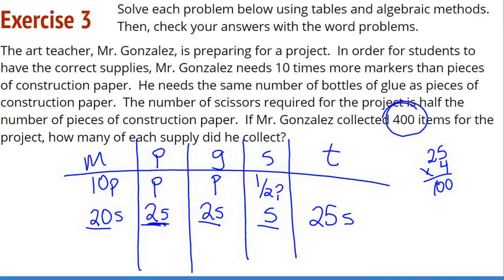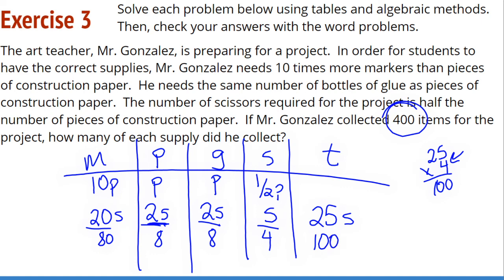So how can I use that in this problem? If I say that there's 100 scissors, I know that it's going to get way too big. But what if I just put in 4 of the scissors? So 4, 8, 8, and 20 times 4 is 80. So 80 plus 16 is 96, plus 4 is 100.